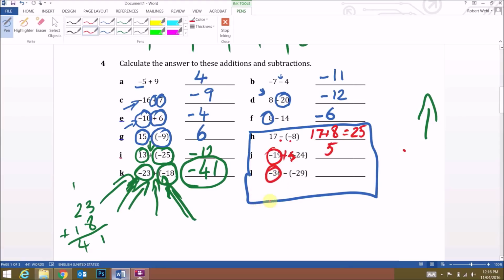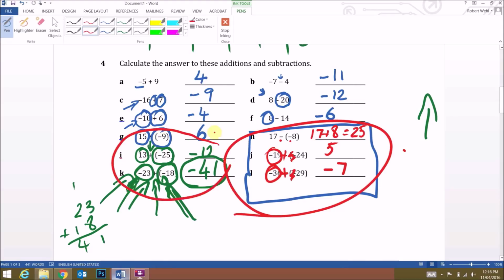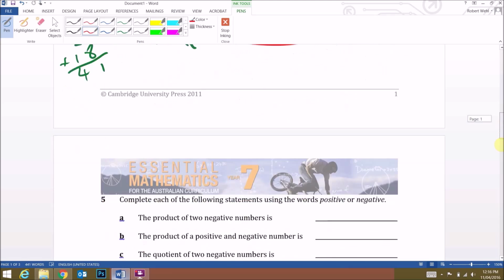This one here, negative 36 plus 29, which leaves me with negative 7. So really important that you're recognising those rules for those different types. Let's go down now to the next page.